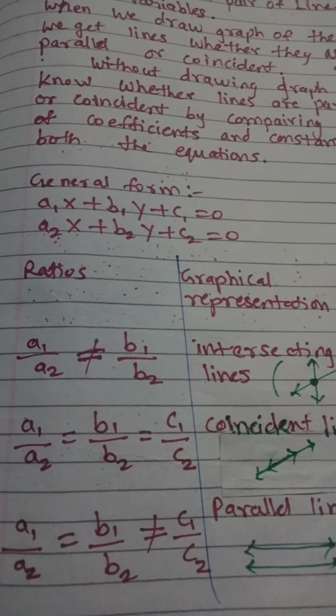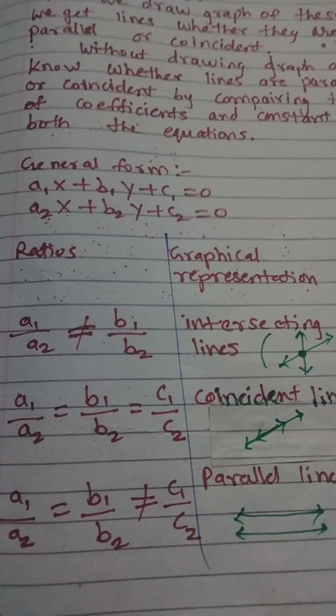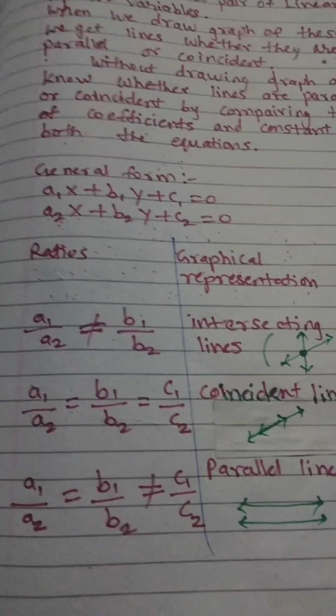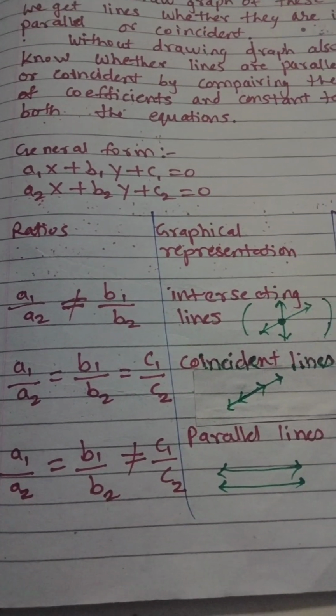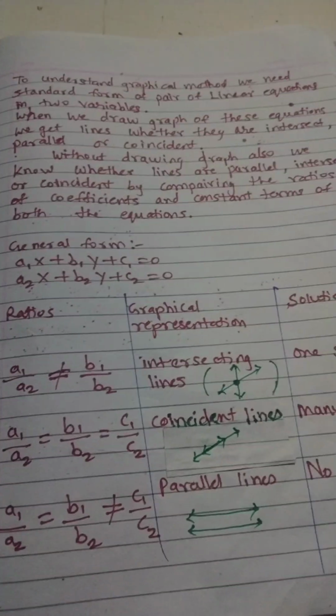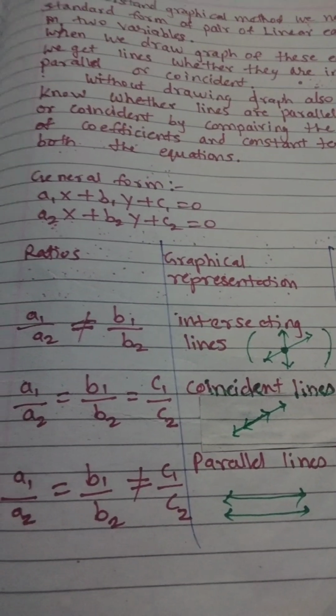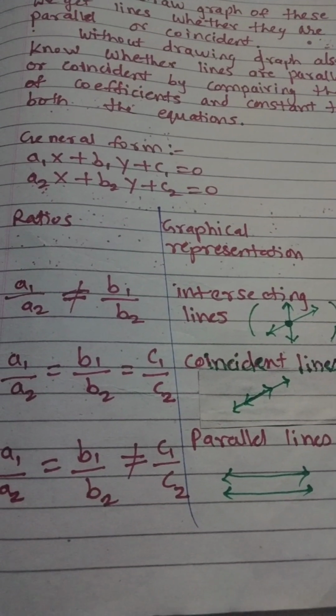So the general form of the equation is a1x plus b1y plus c1 is equal to 0. This is the general form of the first equation. And the second line is a2x plus b2y plus c2 is equal to 0, which is the general form of the second line. That is the equation of the second line. So the first is the equation of the first line and the second is the equation of the second line.